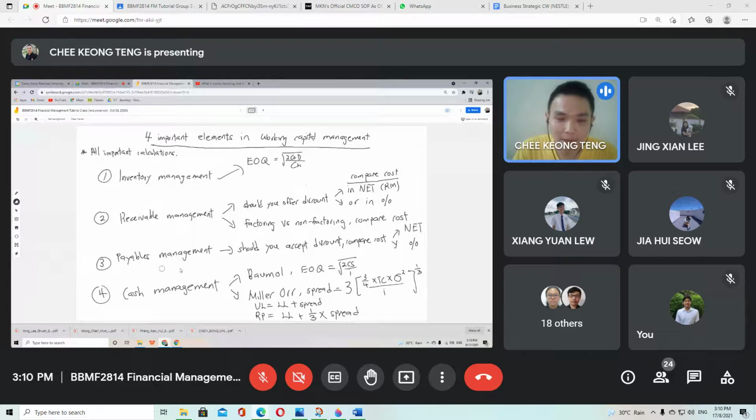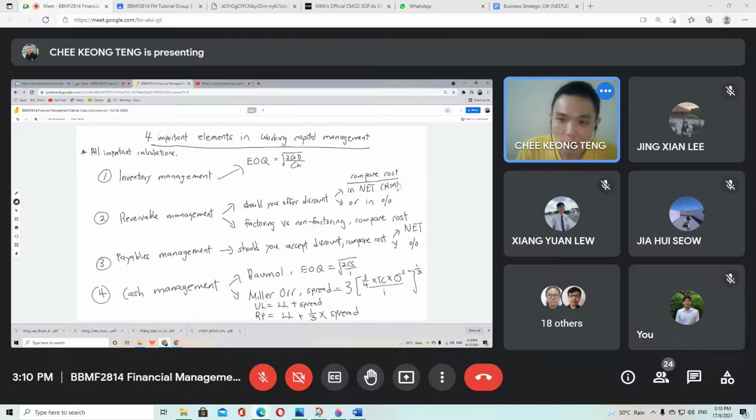Okay, for payables management, no worry, usually nothing much to calculate. It's the same as receivable management, just a different perspective. For receivable management, you are the one giving the offer, so you are thinking, should I give the offer or not? That is receivable management. Payables management is where you are the customer, so should you accept the discount from your supplier or not? The calculation is exactly the same.